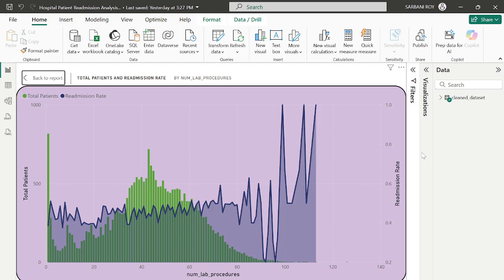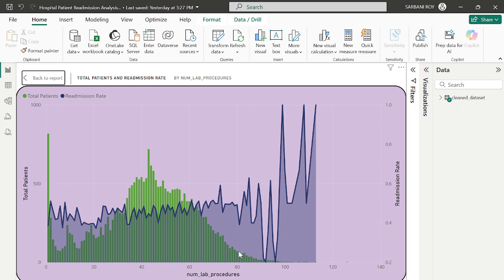The green bars form a bell curve, as you can observe, it is bell shaped. Most of the patients had around 30 to 60 lab tests. The highest concentration of patients is at 45 procedures. Very few patients had fewer than 20 or more than 80 lab tests. This means the hospital usually performs 40 to 50 tests per patient as per their diagnostic workflow.